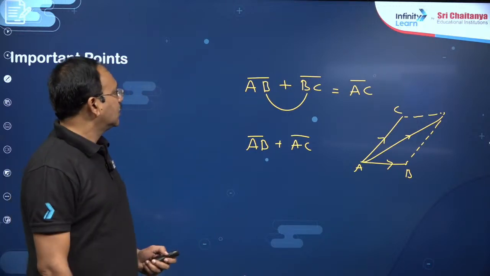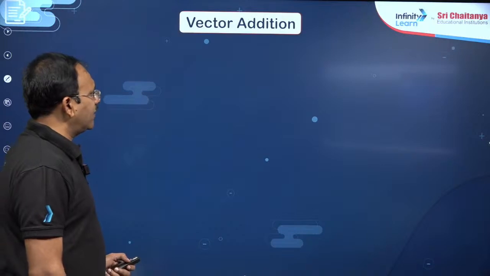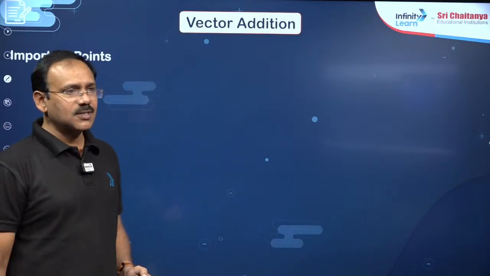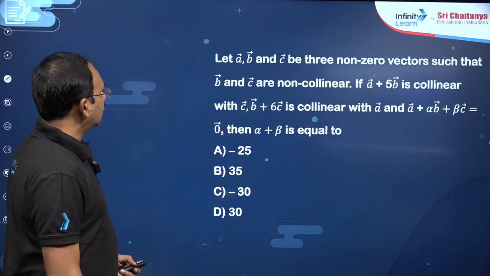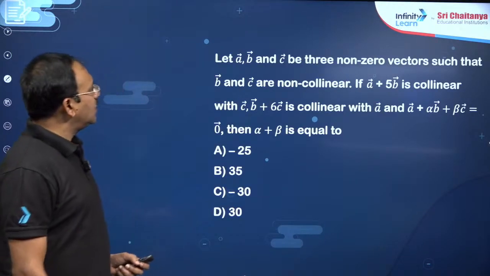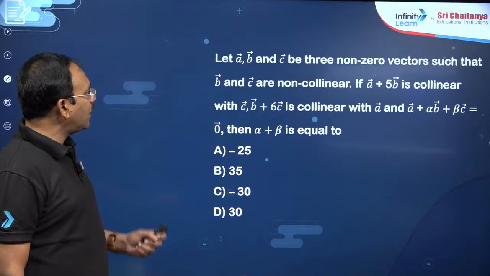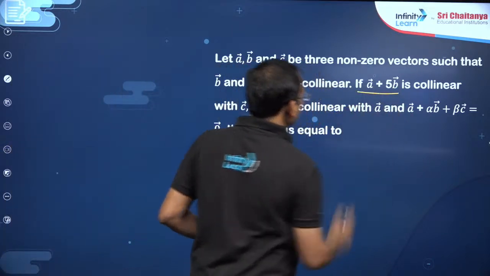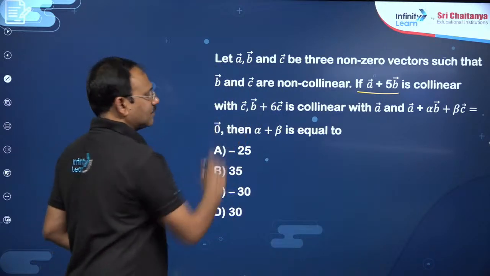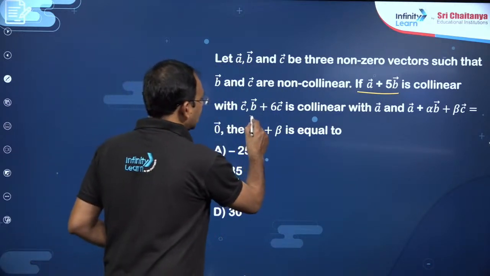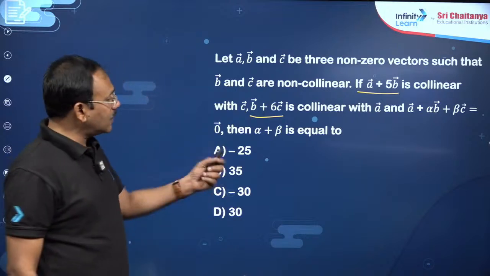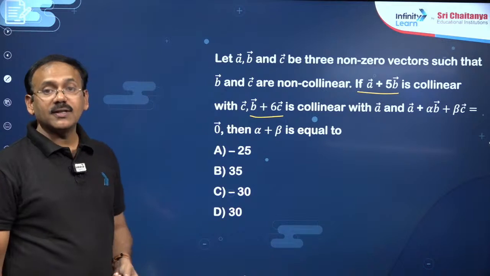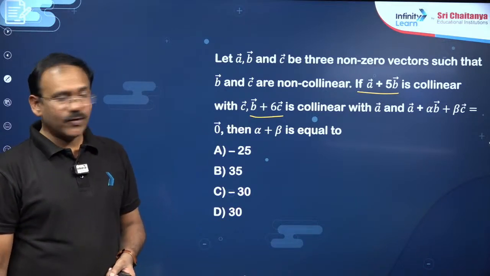So let's start. We'll go to problems directly in vector addition, because I don't want to take much time for a simple synopsis, you know it well by this time. Problem number 1: A, B, C are 3 non-zero vectors such that B bar, C bar are non-collinear. Given A bar plus 5B bar is collinear with C bar, and B bar plus 6C bar is collinear with A bar. If A bar plus alpha B bar plus beta C bar is 0 bar, then find alpha plus beta.